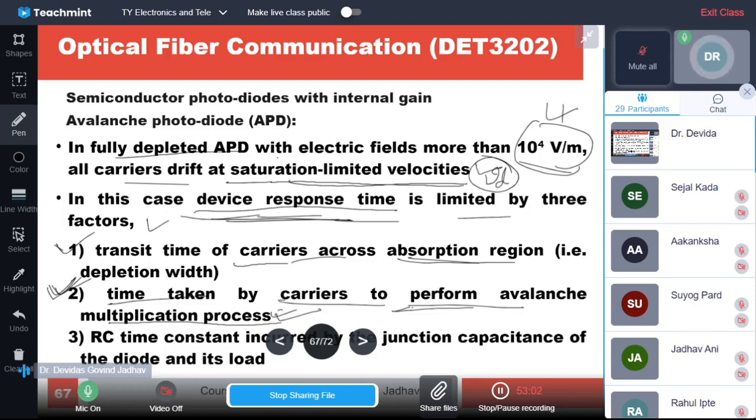What are the factors? The response time depends on these three factors. One is the transit time, T drift, of the carrier across the absorption region or depletion region. Second is the time taken by the carrier to perform the avalanche multiplication process. And third is the RC time constant incurred by the junction capacitance of the diode and load. So these are the three factors which put the limit on the response time. Response time is limited by three factors.